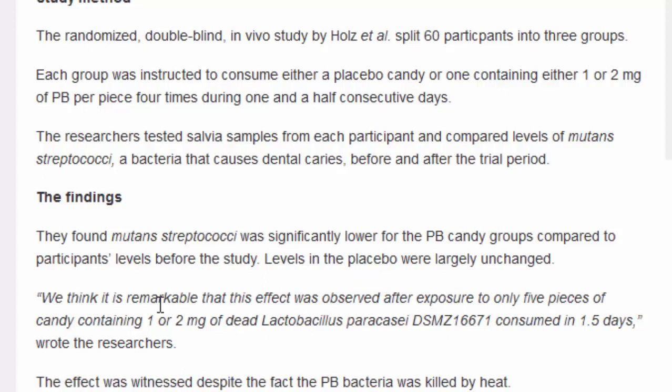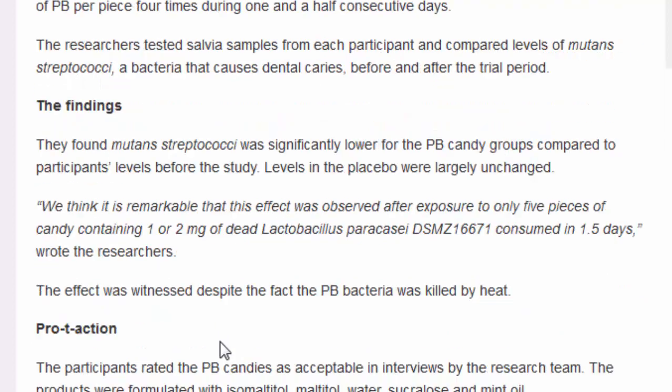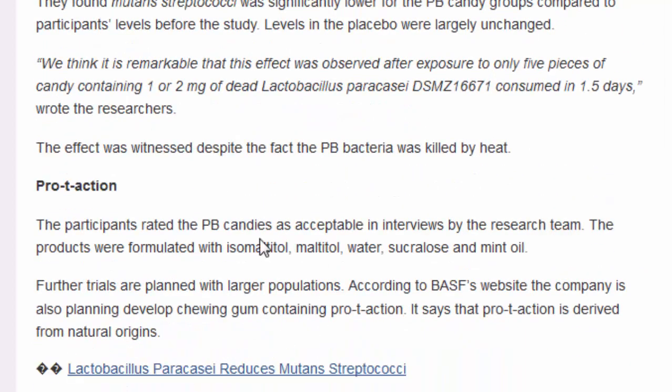But even their researcher says, remarkable. I think they're trying to say a positive here, but after exposure to only 5 pieces of candy containing 1 or 2 milligrams of dead lactobacillus, all right? So that needs more work. That's not enough research, I'd say. So when I analyze it, I would criticize that.